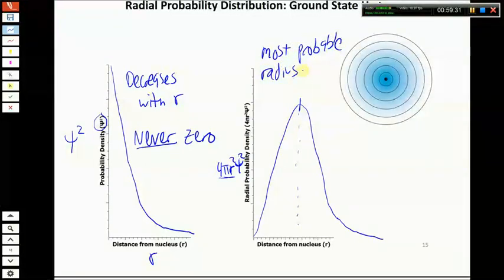And just to give you an idea, what this is for the hydrogen atom is 0.529 angstroms. Angstrom is 10 to the minus 10 meters, so it's, as I said, about 10 times smaller than that last one we did. But this is the most probable radius for a ground state hydrogen atom.